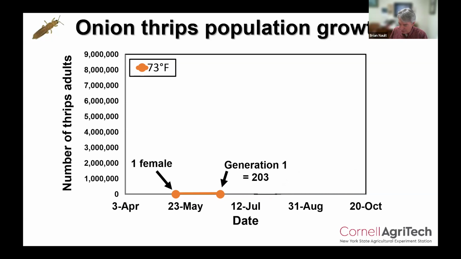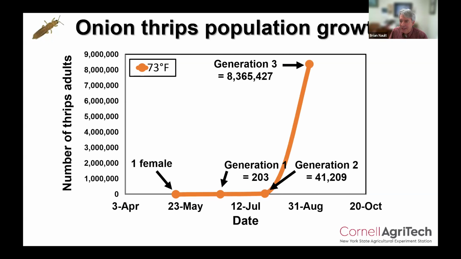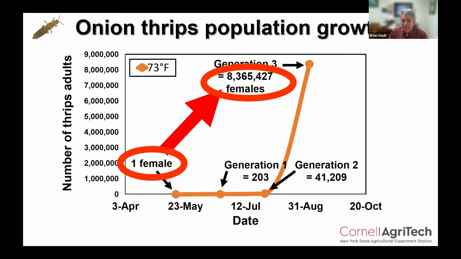Now, guess what we have? 8,300,000+ thrips. Again, this is kind of a perfect scenario. We don't have any insecticides going on in this theoretical field. But what it shows you is that if 3 generations can be completed in a field, a single female can produce 8,365,427 great grandbabies.